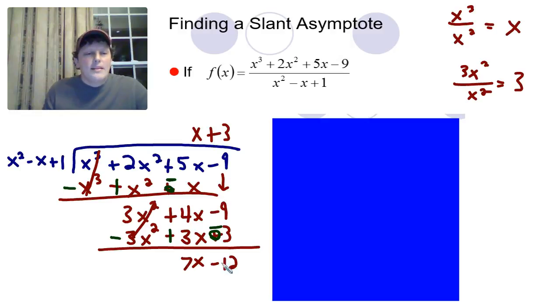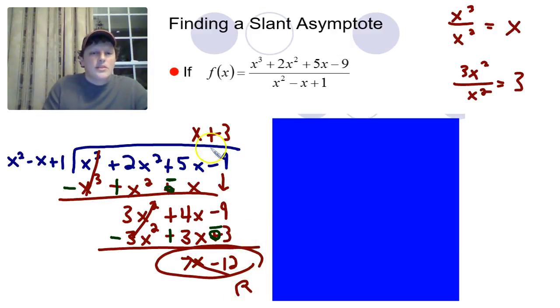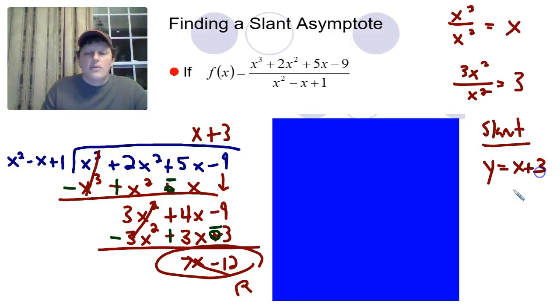Now remember, when we divided this before, what we would do is we would say, oh, okay, 7x minus 12 is going to be over x squared plus x plus 1, right? So this would be the answer when you divide it. But when we are finding slant asymptotes, that remainder there, that last thing that you get, we ignore. Ignore it. We don't need it. Instead, we only use the x plus 3, and that is going to be our slant asymptote. Our slant asymptote is going to be y equals x plus 3.